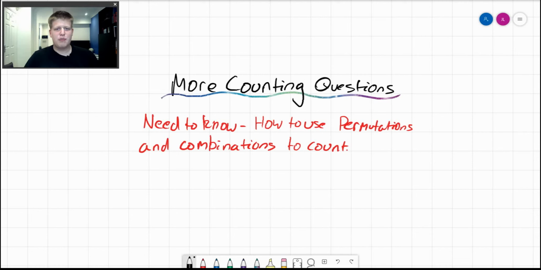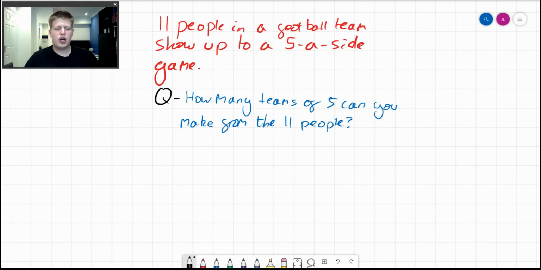We're going to look at some more counting questions now. So before you start, make sure you know how to use permutations and combinations to count. We're going to look at 2 questions today, and here's the first one.